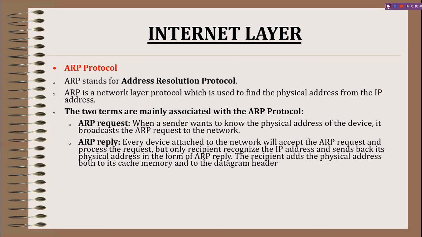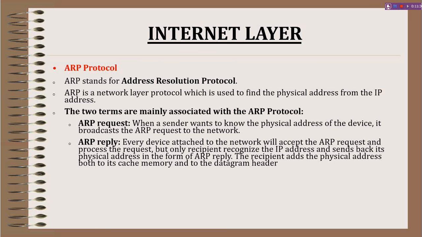The next protocol of the internet layer is ARP, Address Resolution Protocol. ARP is a network layer protocol which is used to find the physical address from the IP address. The two terms mainly associated with the ARP protocol are ARP request and ARP reply. ARP request means when a sender wants to know the physical address of a device, it broadcasts the ARP request to the network. Means the sender broadcasts to all the other devices connected to the network.